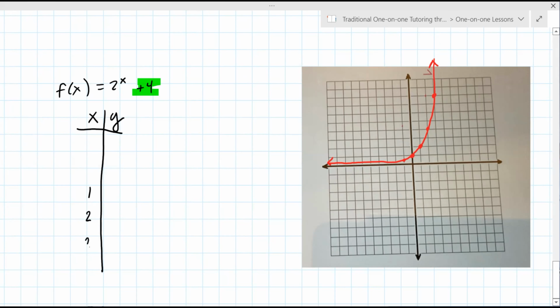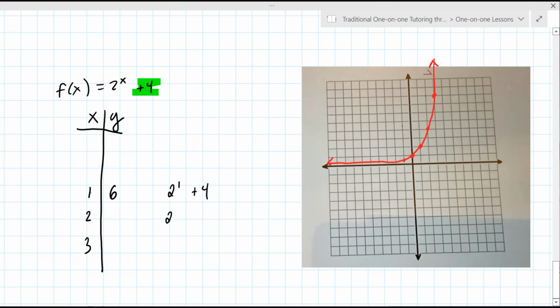Now, let's assume that you didn't know that, or we'll just work on this table approach here. We're going to put these numbers into the function. So when x is 1, it's 2 to the 1 plus 4. Okay, so that's 2 to the power of 1, which is 2, plus 4, and that's 6.